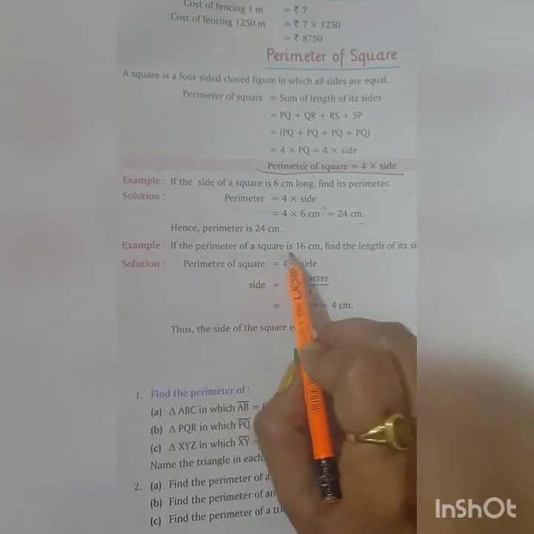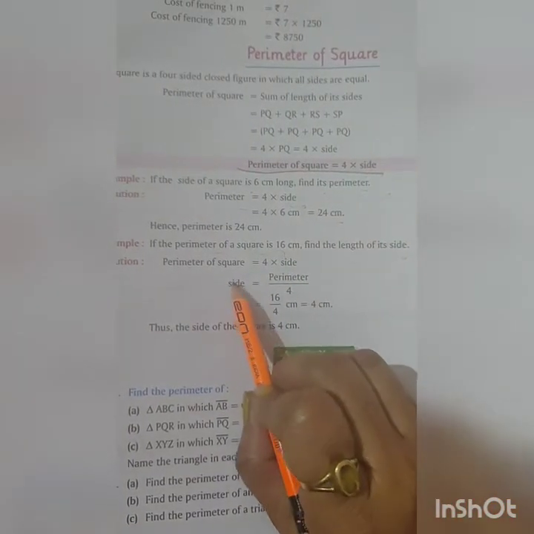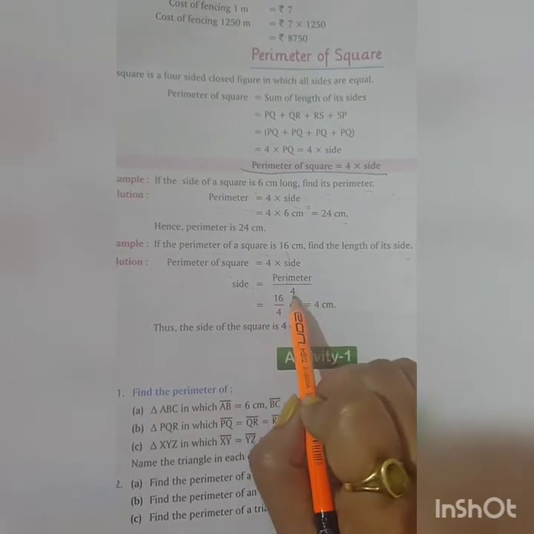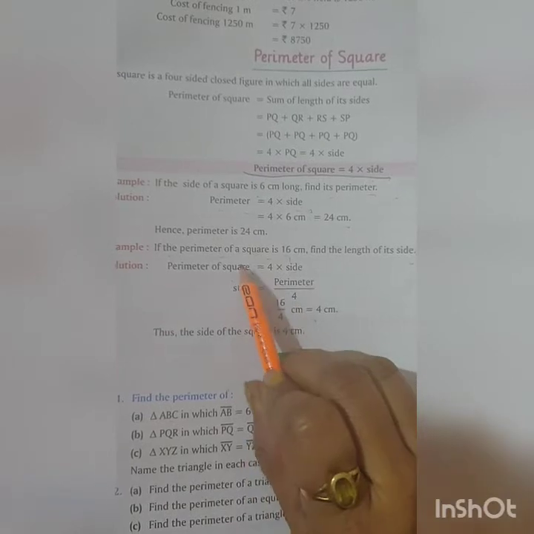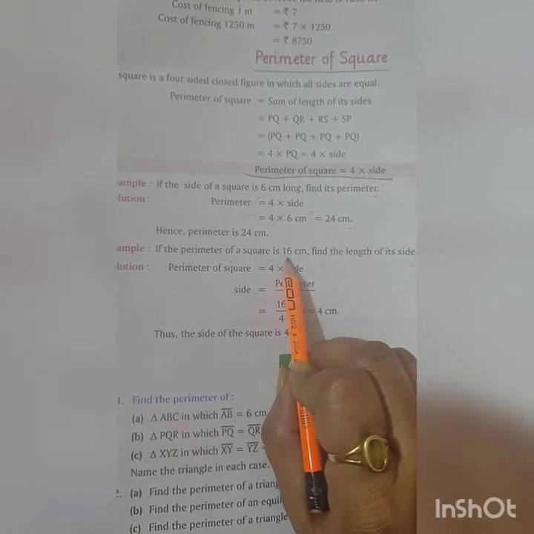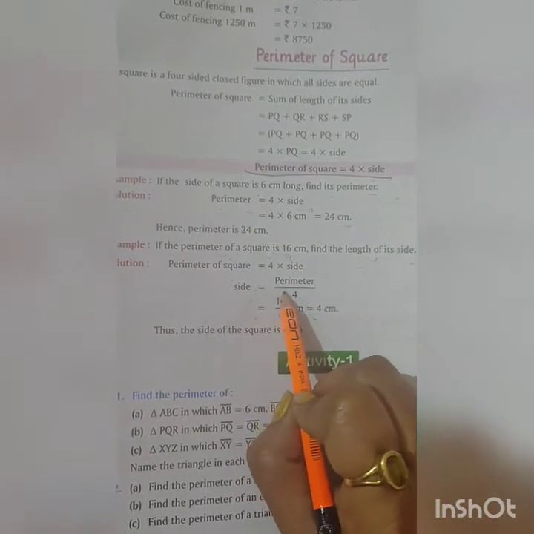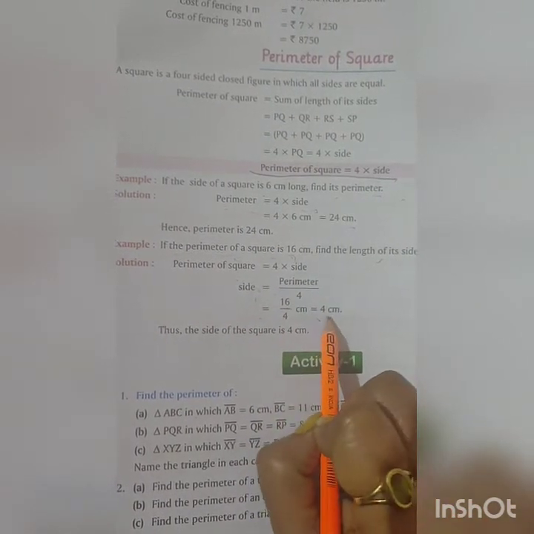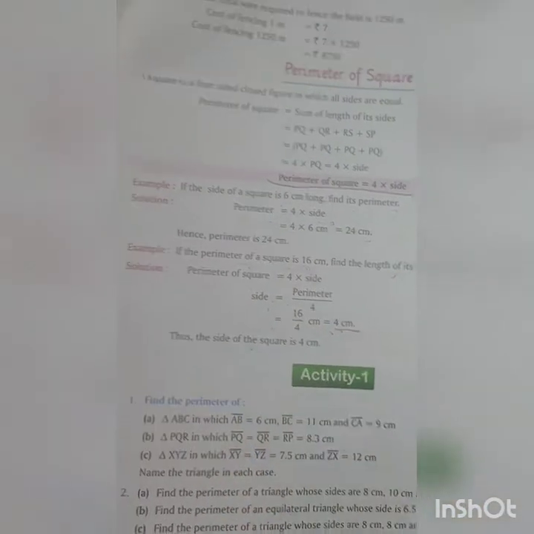Next, if the perimeter is given and we have to find the length of its side, then we just divide the perimeter by 4. Then we will get the side. So, if the perimeter is given 16 centimeter and we have to find the side, then side is equals to perimeter upon 4. So 16 upon 4, that is 4 centimeter is the length of the side of square.